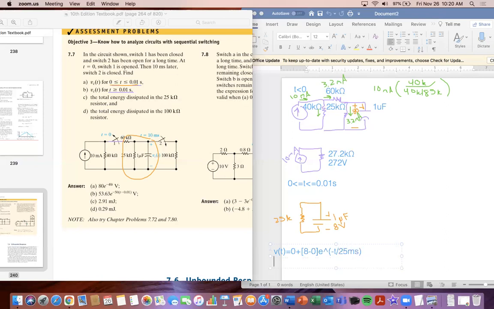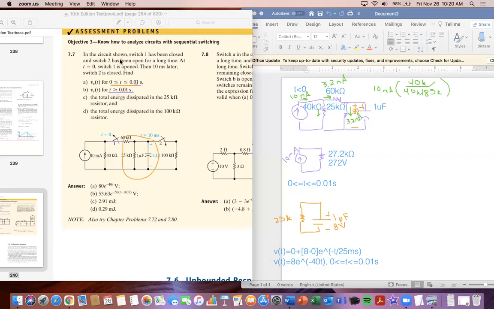I got 25 milliseconds. V of t is going to be equal to 80e to the negative 40t. That's what I got for my voltage between this time interval, so 0 less than or equal to t less than 0.01 seconds. So that's what we got for VC of t, 80e to the negative 40t. And that's correct, and we noticed right there.